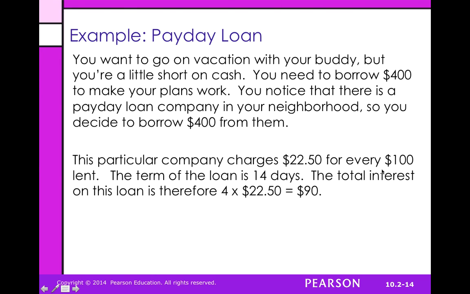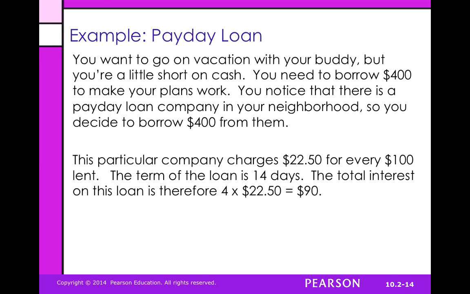For every $100 you take out. Therefore, the amount of interest you will pay is 4 times $22.50, which is $90. So what does that mean? You're going to borrow $400 from them. You, of course, must pay that $400 back, right?